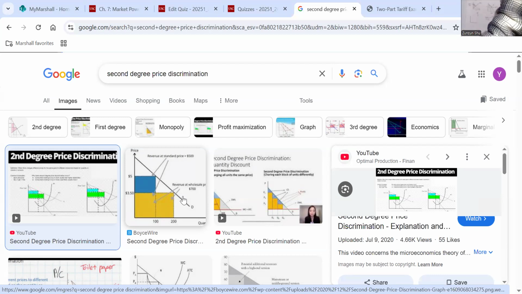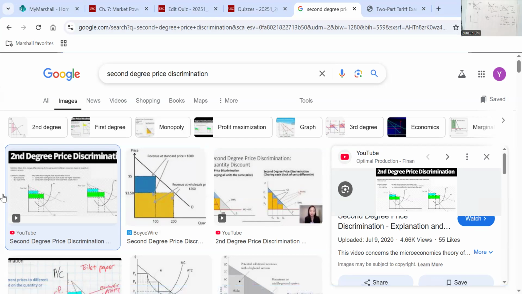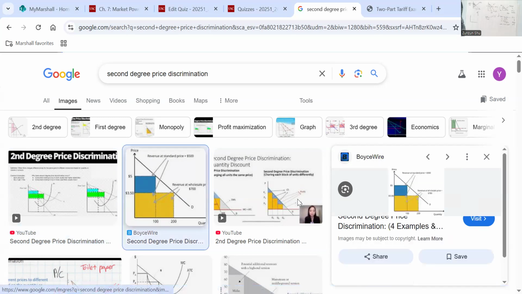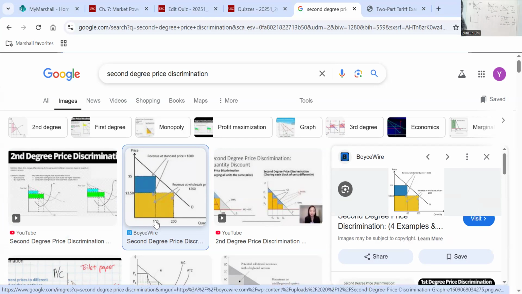Okay, so you see it's going to look something along the lines of this, where you have different boxes according to different quantities you buy. It's also going to be pretty similar in third degree, except third degree is about consumer traits, like whether they're adults or children or something like that. In that case it's hard to visualize, but it would also look something like this.